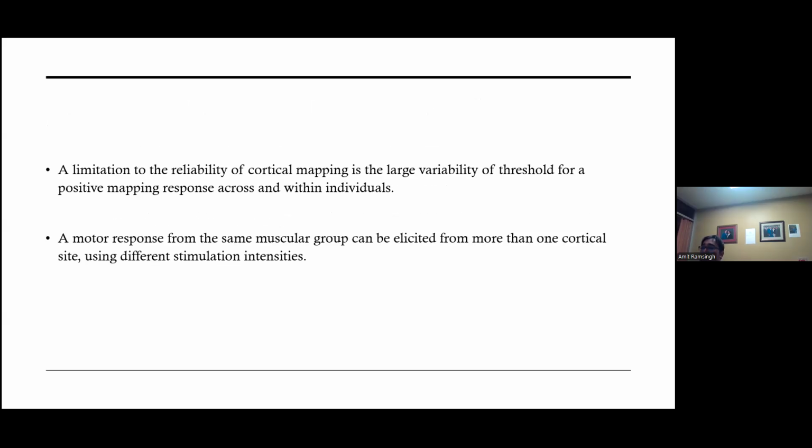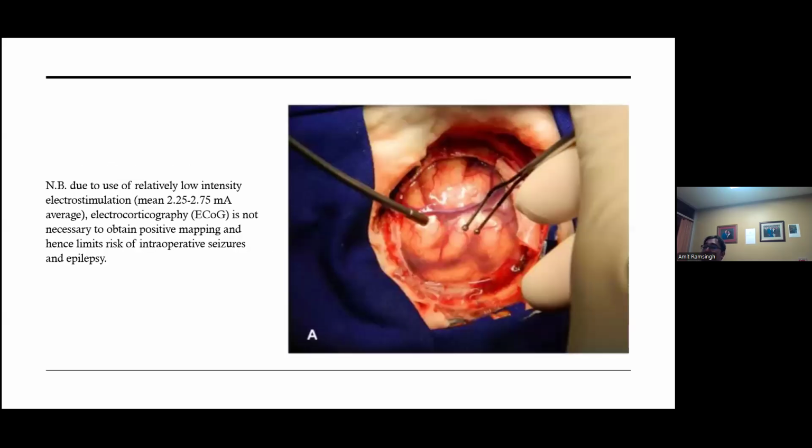So a limitation to the reliability of cortical mapping is the large variability of threshold for positive mapping response across individuals and within the same individual. A motor response from the same muscular group can be elicited from more than one cortical site using different stimulation intensities. So due to the use of a relatively low intensity electrostimulation, most literature would state a mean of 2.25 to 2.75 milliamps on average.